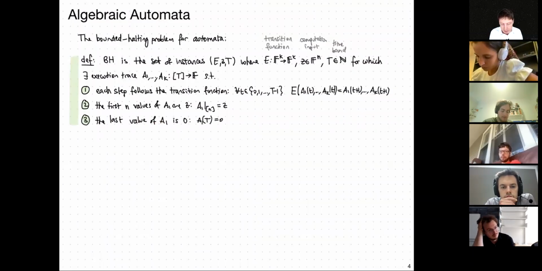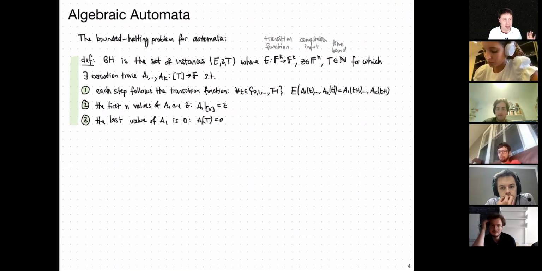And the last value of A1 is 0, okay? So this is saying the computation accepted, all right? So I am kind of folding away the output. I don't want to talk about it right now. It will just complicate things later. So let's just say that somehow the output is handled already as part of Z. And we're just checking that the output of the computation is 0 at the first register, okay?